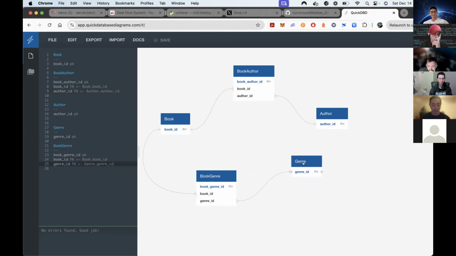Perfect. Thank you. All right, two main questions, and this goes for everyone. We'll start with the first one. Why is making sure that your database is not circularly connected important? You mean like if we were to connect genre to authors for some reason? Yes.